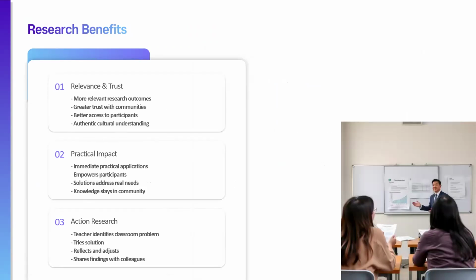Why use participatory methods? Relevance and trust. You get more relevant research outcomes because the community shaped the questions. You build greater trust. You get better access to participants. You gain authentic cultural understanding. Practical impact: the research has immediate practical applications.